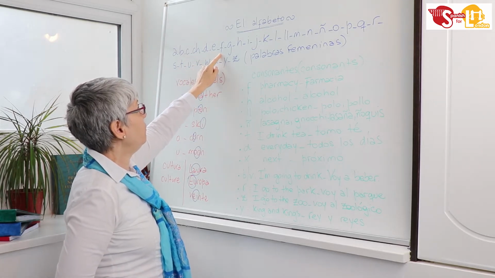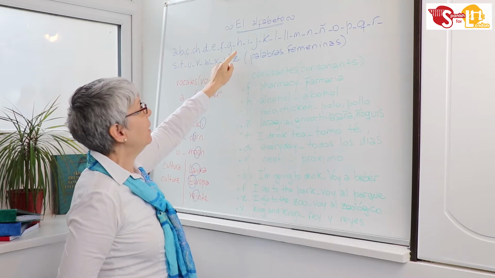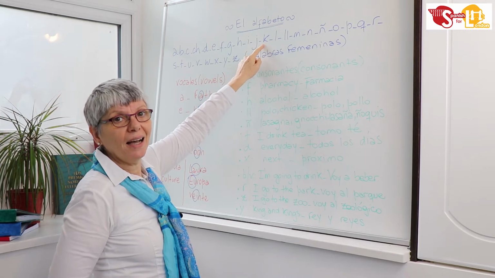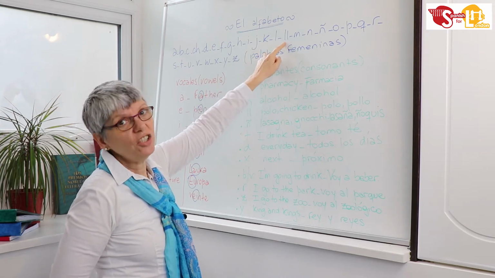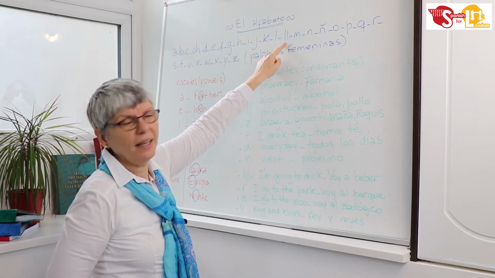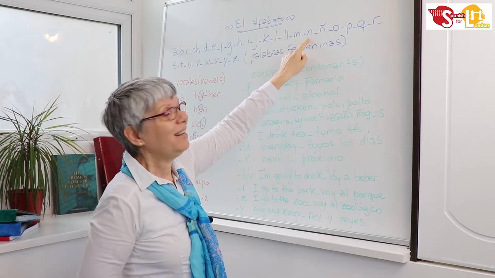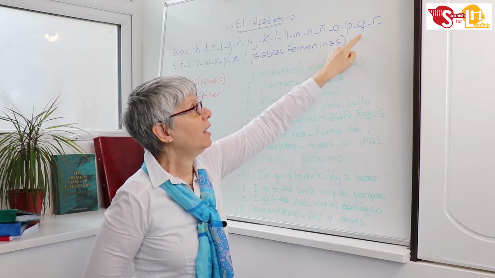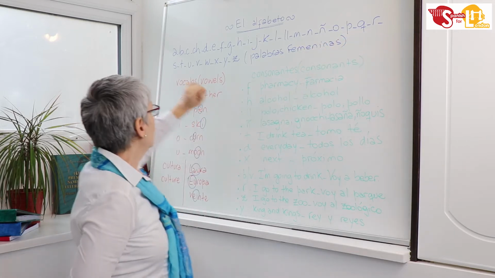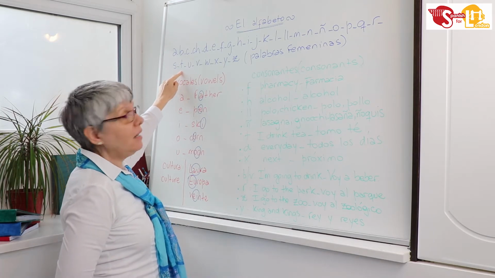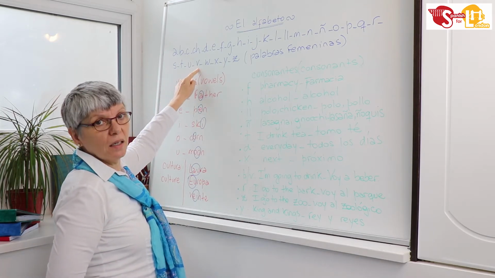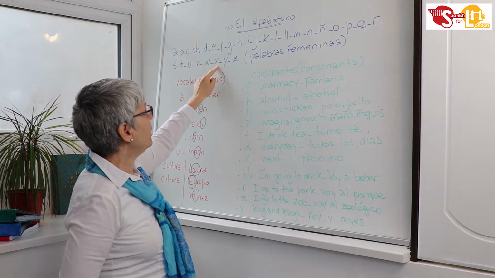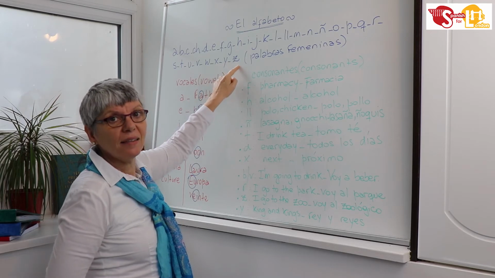la E, la F, la G, la H, la I, la J, la K, la L, la L o doble L, is the same, la M, la N, la ñ, la O, la P, la Q, la R, la S, la T, la U, la V, la W o doble V, is the same, la X, la Y, la Z.